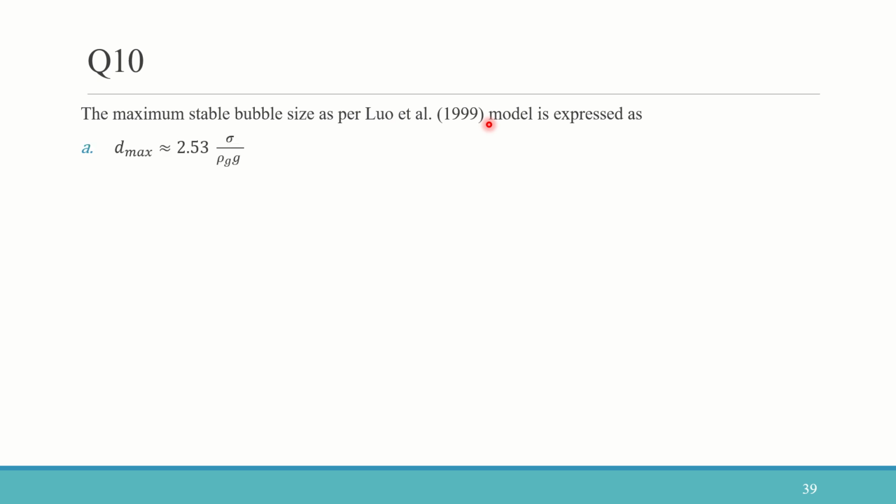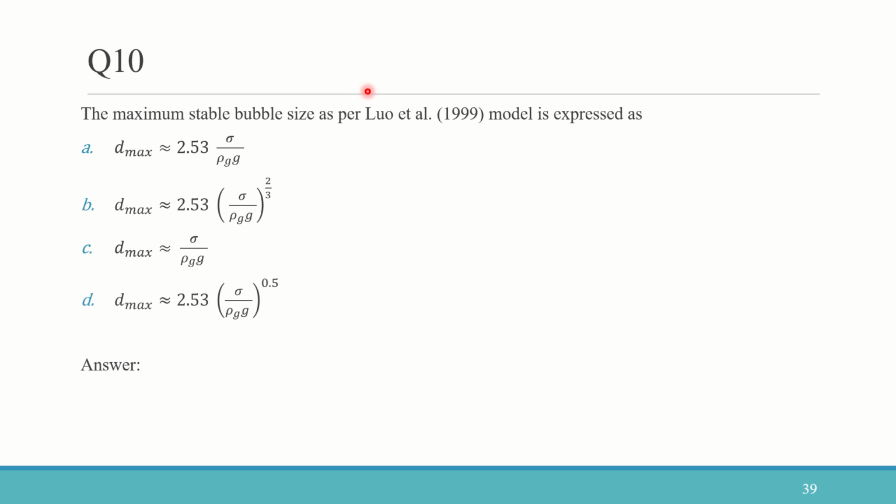Question 10. The maximum stable bubble size as per the Leo et al 1999 model is expressed as dash. Option A, D max is approximately 2.53 times sigma by rho g into g. Option B, D max is approximately equal to 2.53 into sigma by rho g g to the power of 2 by 3. Option C, D max is approximately equal to sigma by rho g g. Option D, D max is approximately equal to 2.53 into sigma divided by rho g g to the power of 0.5. So the answer I guess is D.